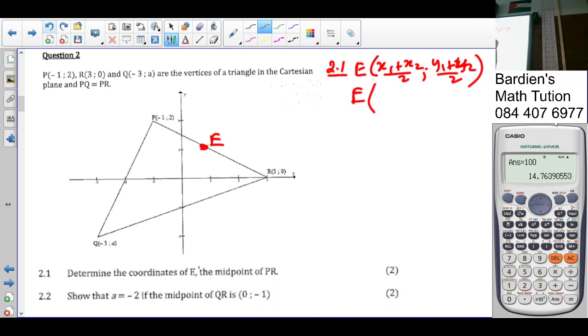So E is equal to negative 1 plus 3 over 2 and 2 plus 0 over 2, which gives you an E value of 1 and 1.